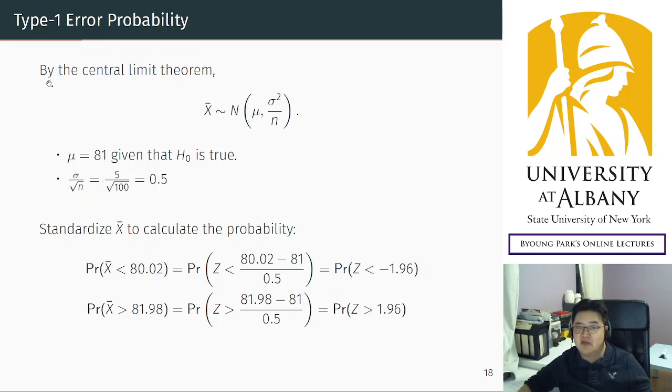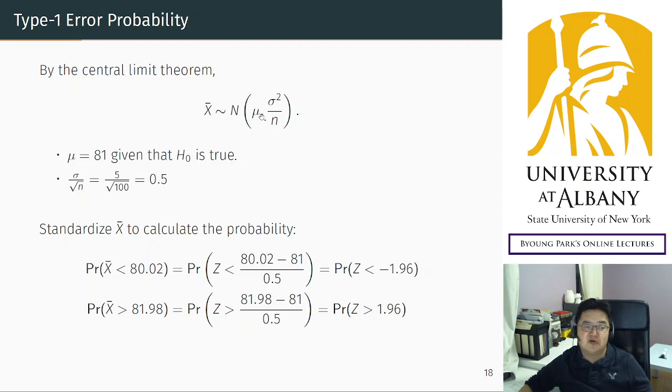By the central limit theorem, we know X bar follows a normal distribution, and the parameters are: the mean is given by the assumption. The null hypothesis is true, so mu should be 81. And the standard deviation and the sample size are known, right? The numbers are given, so 0.5.